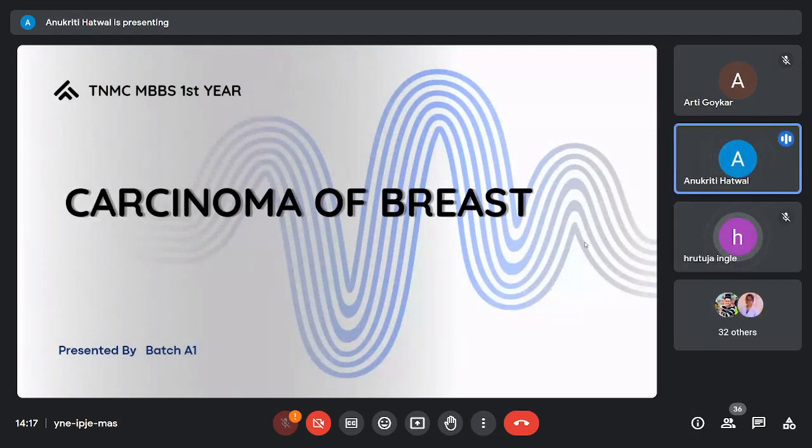Breast cancer is the second most common cancer. In the year 2020, there were 2.3 million women diagnosed and 680,000 deaths globally. To shed more light on this topic, today the batch of A1 is going to present a case on carcinoma of breast.